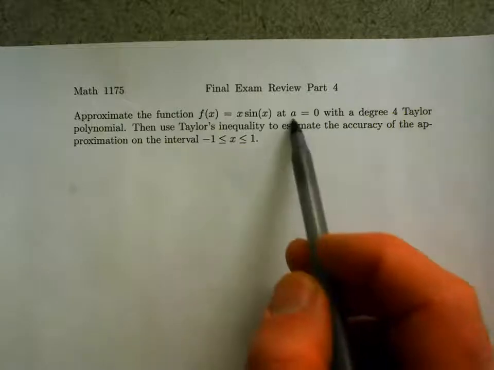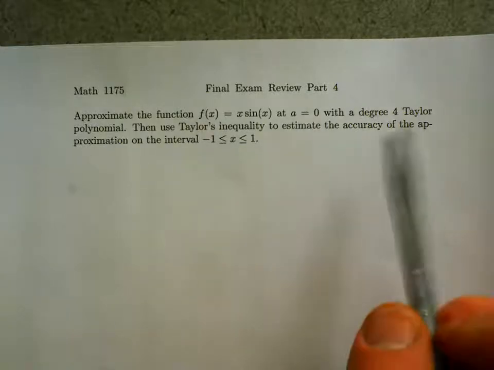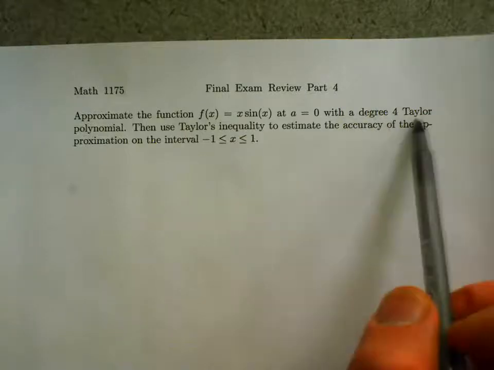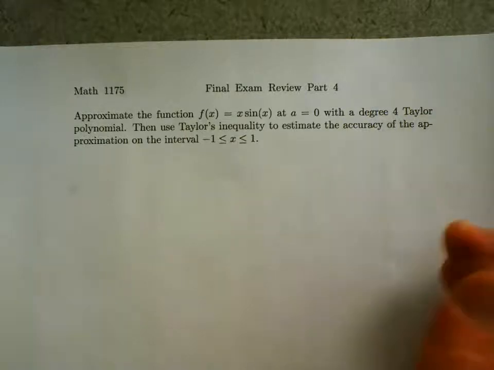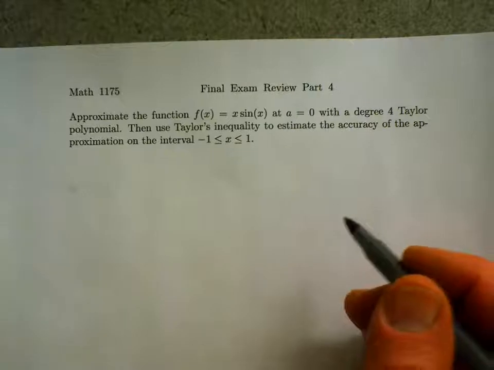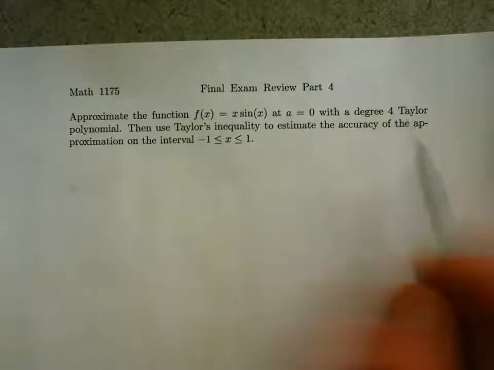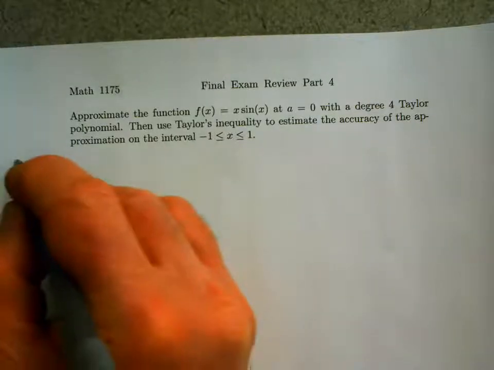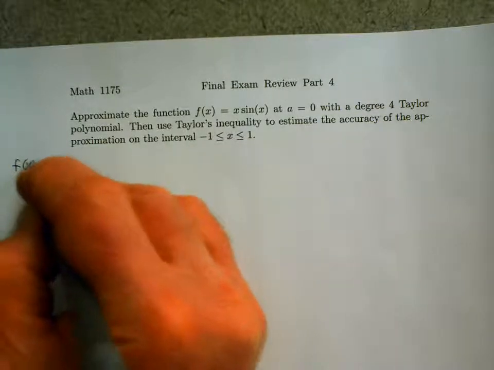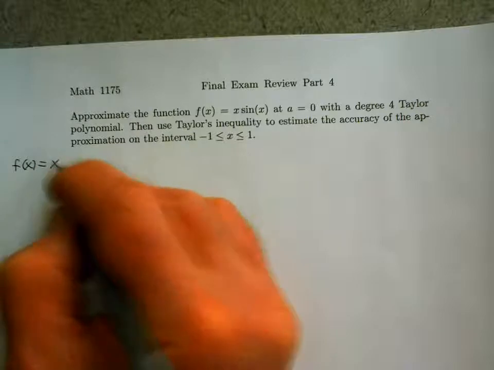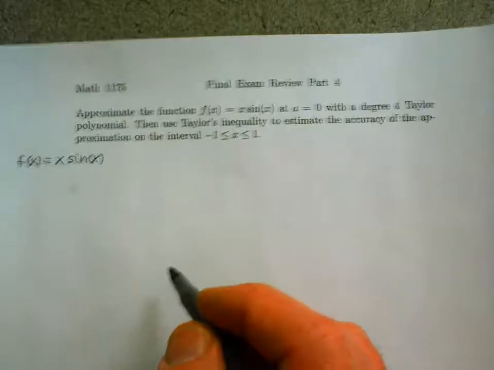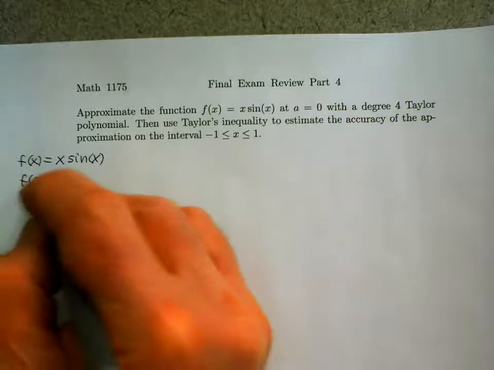Well, since a is equal to 0, this is just a Maclaurin polynomial of degree 4. So we have to find 4 derivatives. So first note, f of x is x times sine of x, and f of 0 is 0.